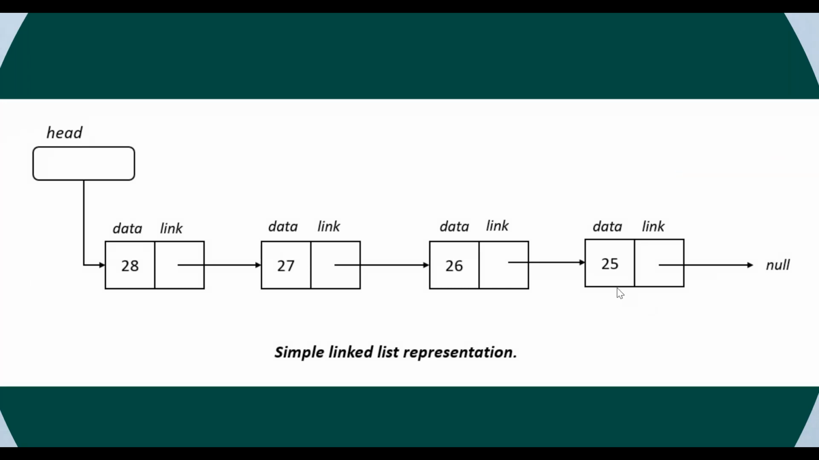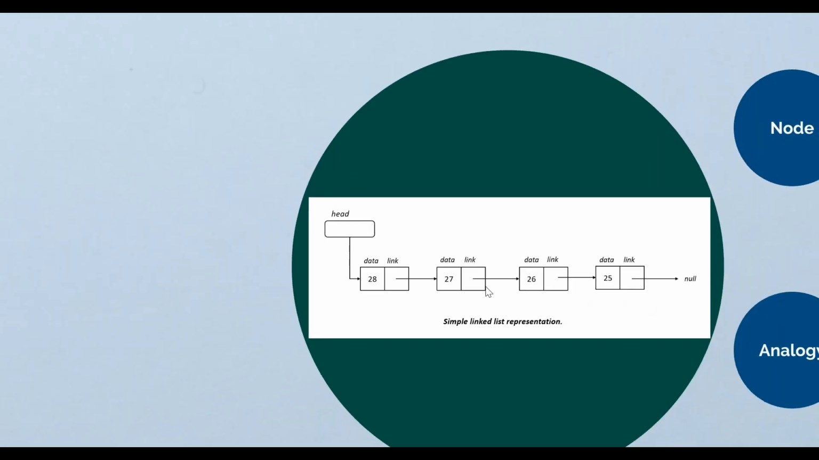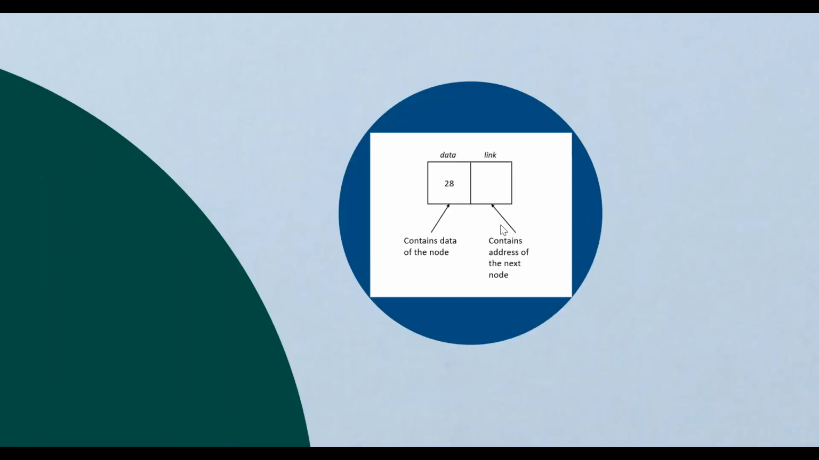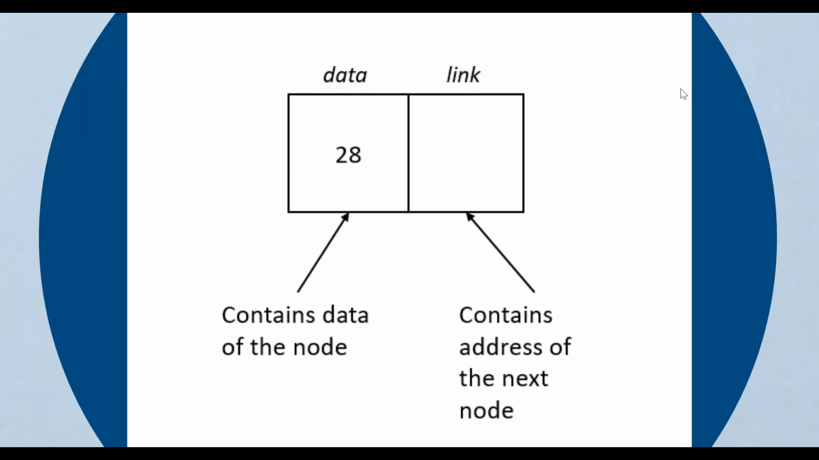Now what we'll do, we'll try to understand what this is. The first part is nothing but a node. As I told you, data is one part in that and link is the second part in that. So this total thing is called a node.